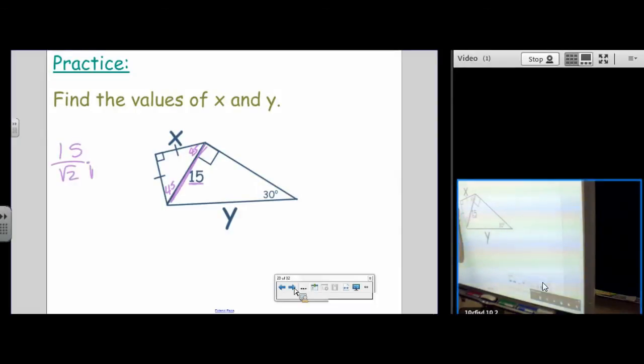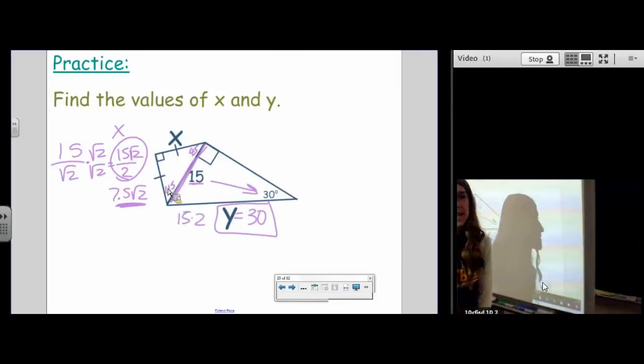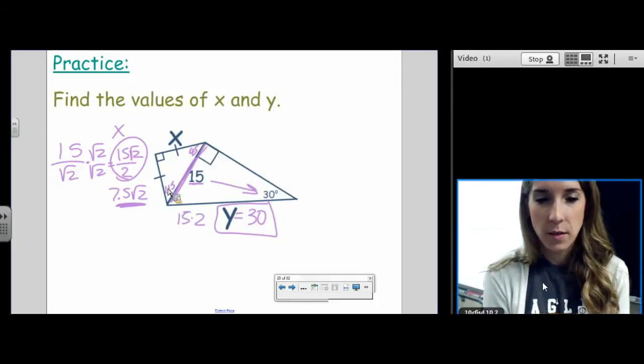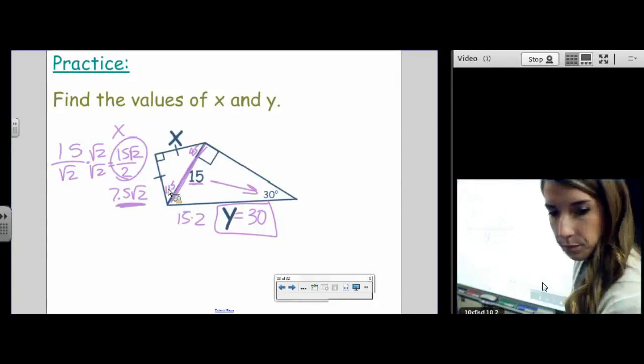So to find x, we're going to have to do 15 divided by root 2. We're going to have to rationalize: 15 root 2 over 2, or 7.5 root 2, either way. So that's x. We found x. Finding y is a little bit easier. Look, 15 is across from 30. That's our short leg. We know that y is always double our short leg, 15 times 2. So I didn't set up the chart there because we didn't even have to deal with the side across from 60. The hypotenuse is always double the short leg. Y is 30, whereas x is 15 root 2 over 2.